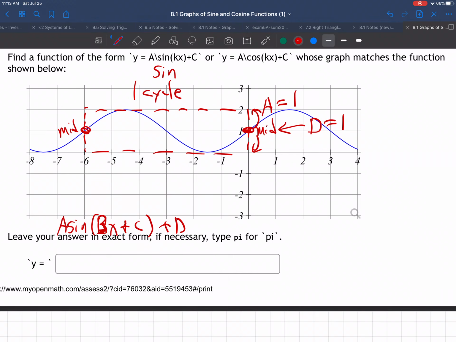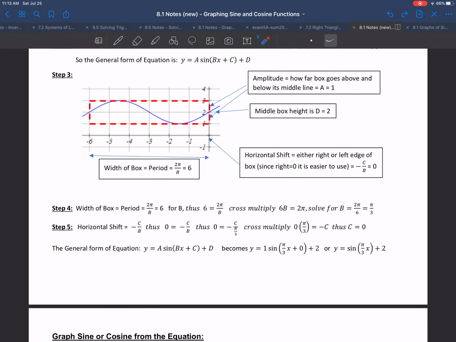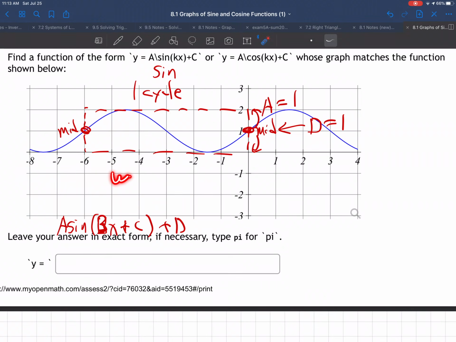All right. Now, if you go back to the notes, it'll tell you how to get to step 3. We're on to step 4. The width of the box is the period, which is 2 pi over B. So you can solve for B. So let's do that. Coming back here. What's the width of the box? How far from there to there? The width of the box equals 6, clearly, doesn't it? And that's the period. The period is the width of the box.